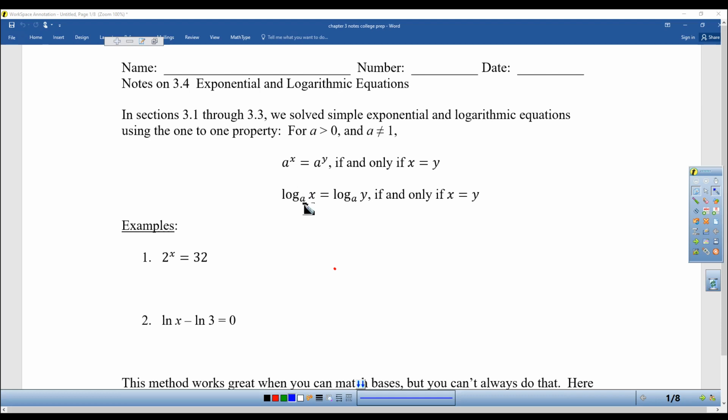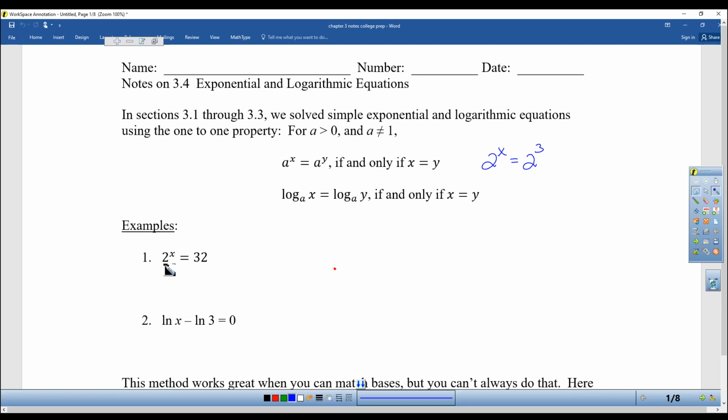So we've already learned these two things. The first one says that a to the x is equal to a to the y if and only if x is equal to y. So that should make some sense to you. If you have 2 to the x and then somebody else says, I have 2 to the 3, x must be equal to 3. It's the only way it would make sense.